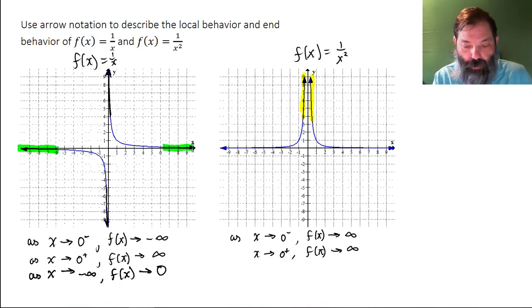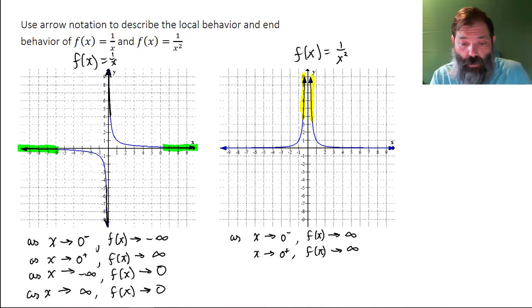And as I move further and further to the right for the function, again I see the function approaching 0. As x approaches positive infinity, the function approaches 0. And for the function 1 over x squared, we see similar behavior. As x approaches negative infinity, the function approaches 0. And as x approaches positive infinity, the function approaches 0.